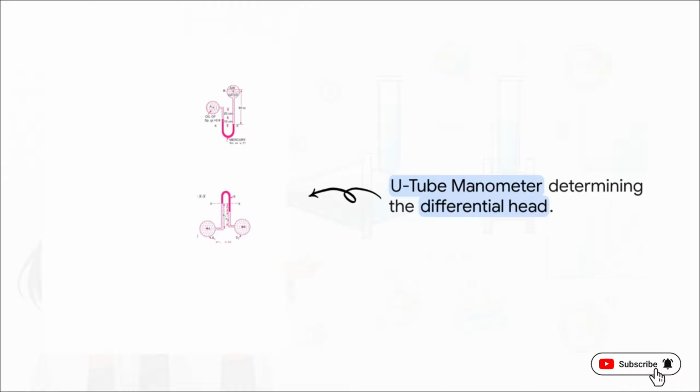Now, because the pressure at the throat is so much lower, it essentially pulls the liquid in the U-tube up on that side. This creates a measurable height difference, or differential head. By precisely reading this differential head, which you'll usually see marked as H, engineers get the exact data they need to figure out the discharge.